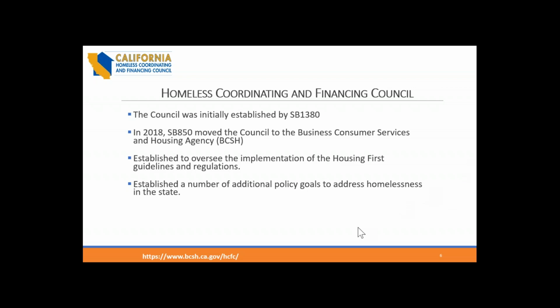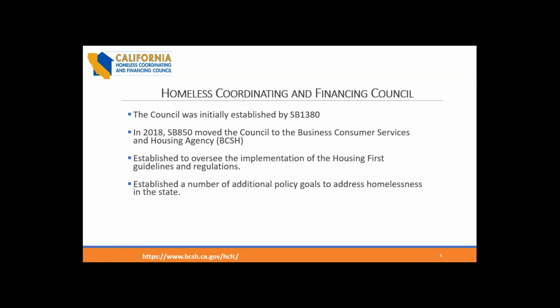Collectively, with those three programs, I focus on partnering and bridging that gap between our various systems. Quickly, how we came about: the Homeless Coordinating and Financing Council was established by SB 1380 back in 2017. In 2018, with SB 850, the council was moved from Housing and Community Development over to the Business Consumer Services and Housing Agency.